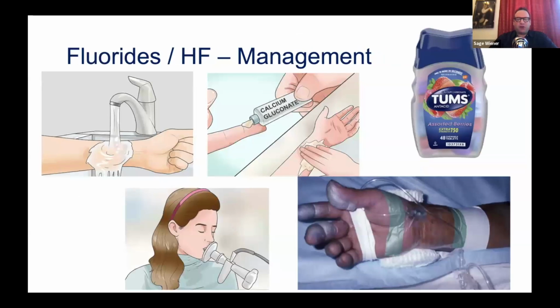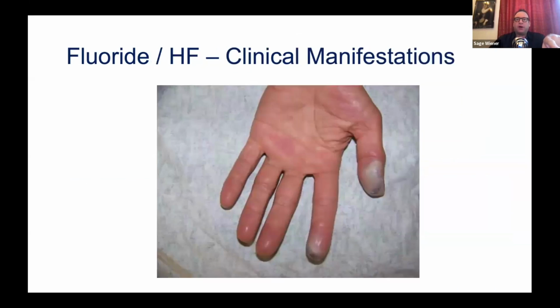So in terms of taking care of these patients, initially irrigation, if it's a skin exposure, calcium gluconate gel topical. For a patient like the one here, you can put calcium gluconate gel, which is basically you can mix calcium gluconate and Surgilube and put it into a glove and have the patient put their hand in it. And that basically can help draw out the fluoride.